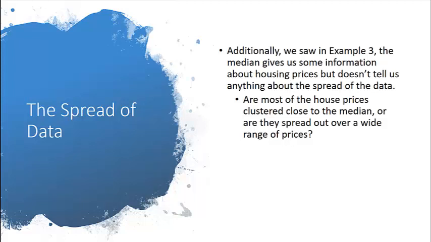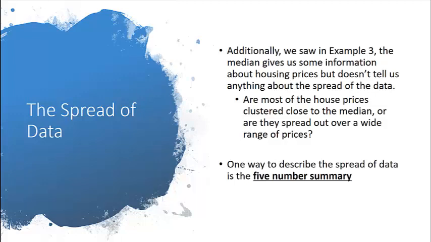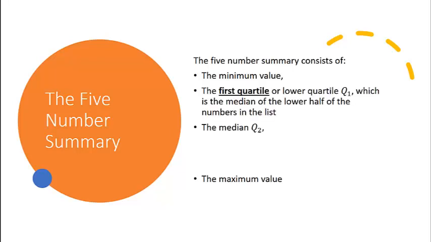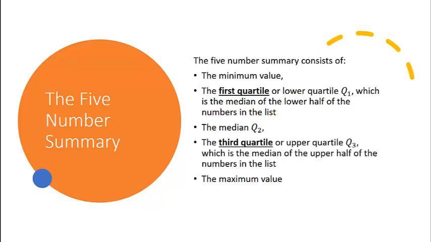To help with these problems, one way to describe the spread of data is called the 5-number summary. So the 5-number summary consists of 5 numbers: the minimum value in our list, the median, called Q2, the maximum value in our list, as well as the first quartile or lower quartile Q1, which is the median of the lower half of the numbers in the list, and the third quartile or upper quartile Q3, which is the median of the upper half of the numbers in the list.